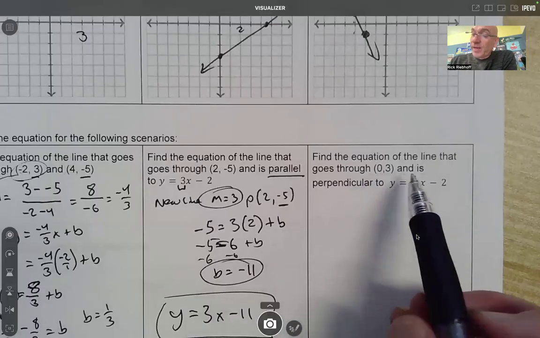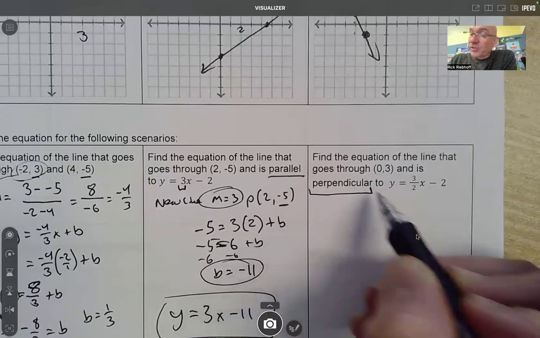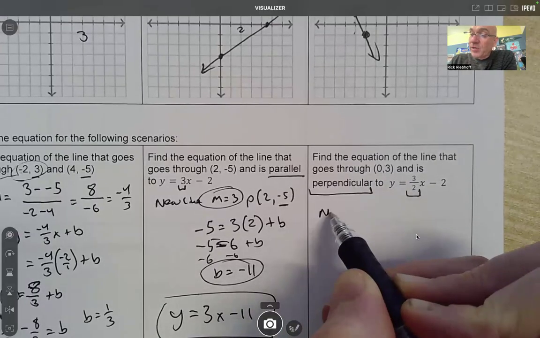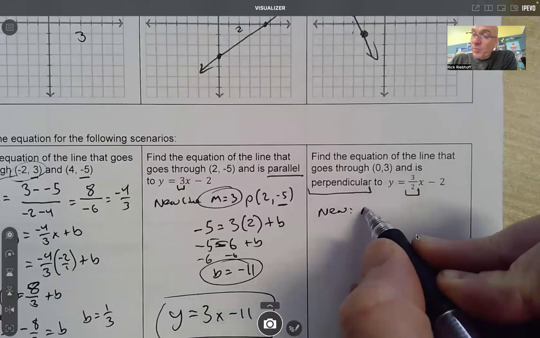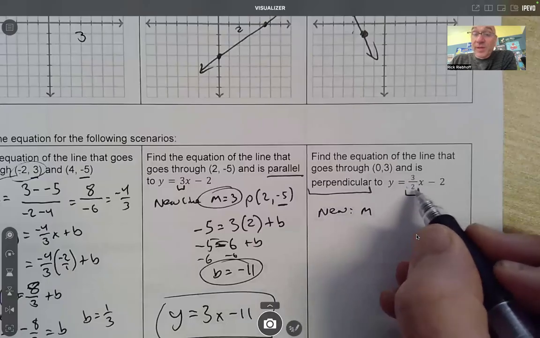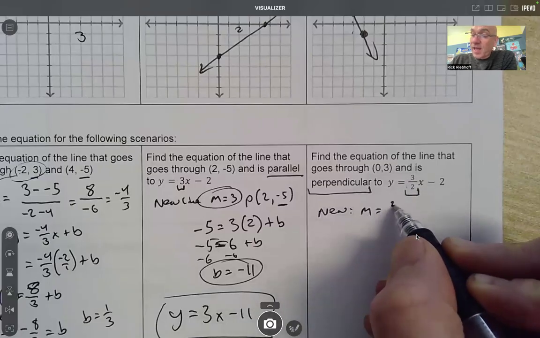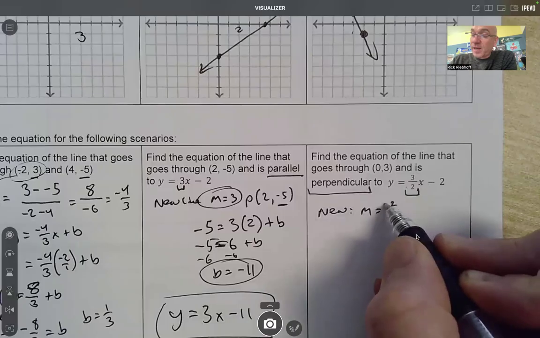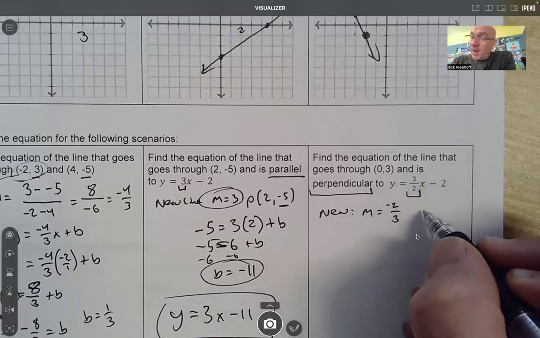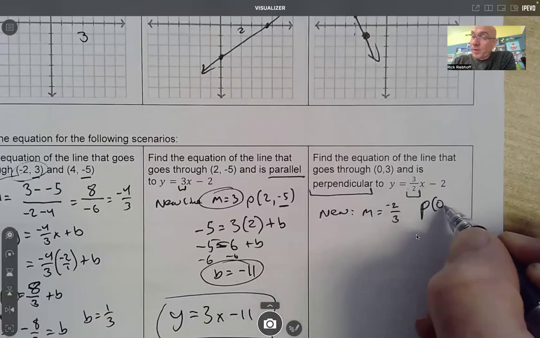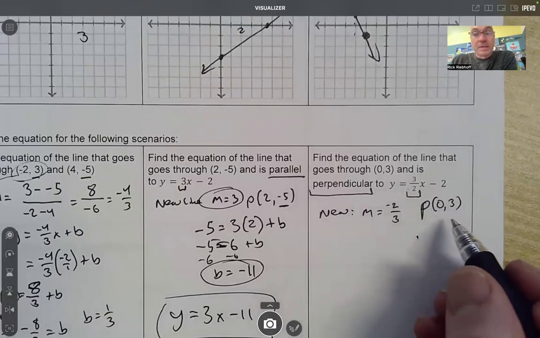All right, here we go. Equation goes through 0, 3 and is perpendicular to this. So perpendicular, my new line is going to be perpendicular to this old line. So the slope is going to be, do you remember what to do? Two things, flip it and make it the opposite sign. It's positive, now it's negative, right? And then my point, and this is a special point. Can you figure out why that's special?